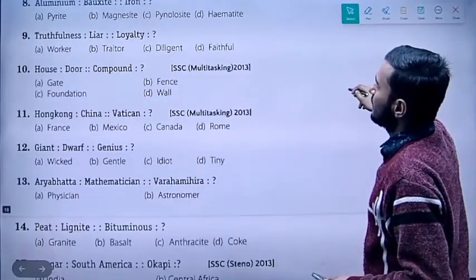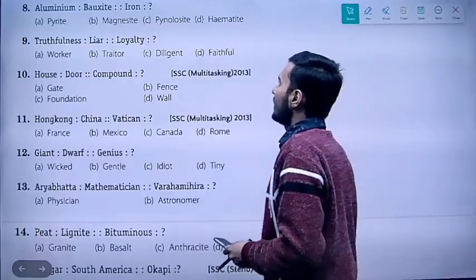Next question, question number 8, aluminium is equal to bauxite, then iron is equal to what?